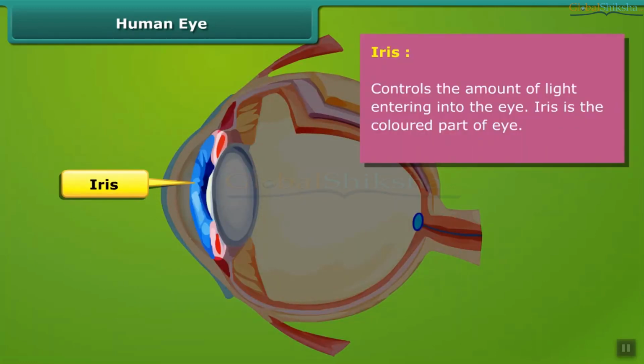Iris. Iris is the colored part of the eye, which may be black, brown, green or blue in color. It controls the amount of light entering into the eye. Do you know that the color, texture and patterns of each person's iris are as unique as a fingerprint?